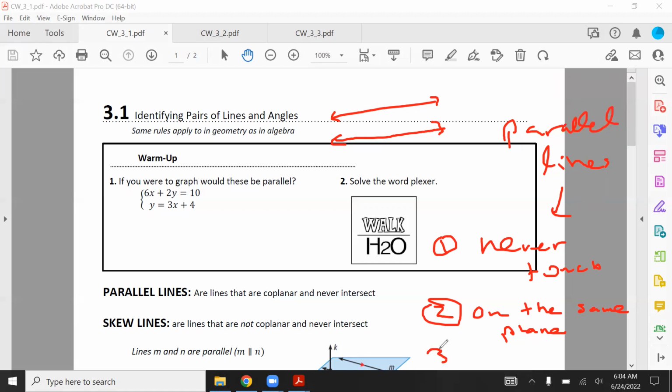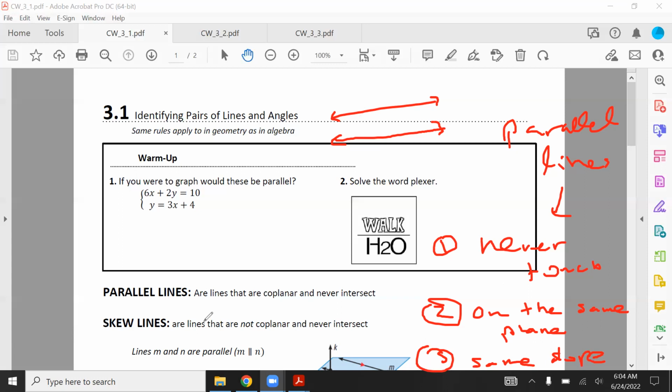And then number three, same slope. Now, you probably learned about slope in Algebra 1. And slope is such a big deal. In fact, I taught AP Calculus AB, and we talk about slope all the time, believe it or not. It's actually the basis for the first semester of college level calculus, first quarter. So yeah, slope is a big deal.